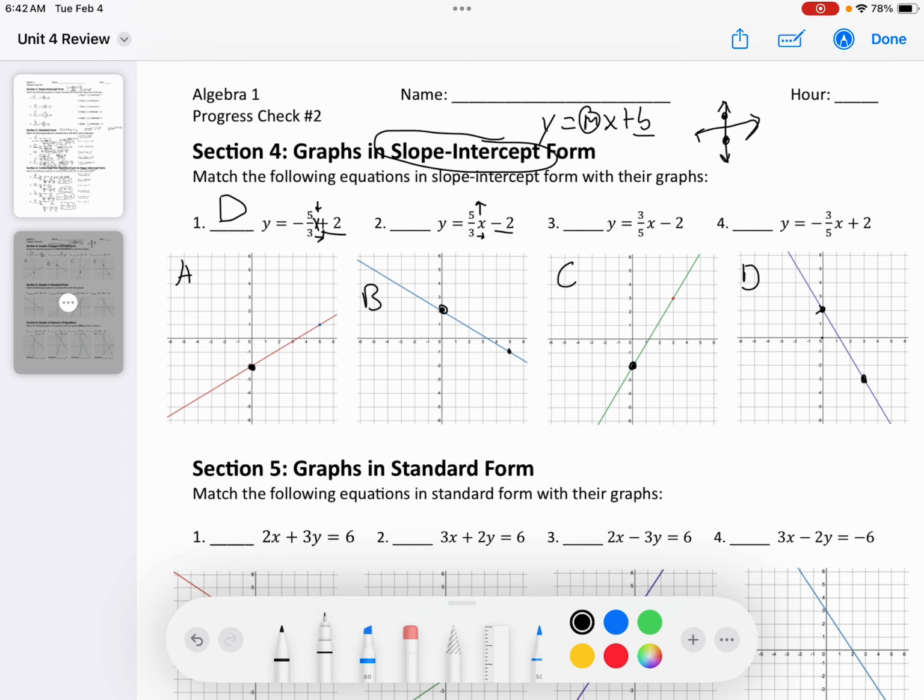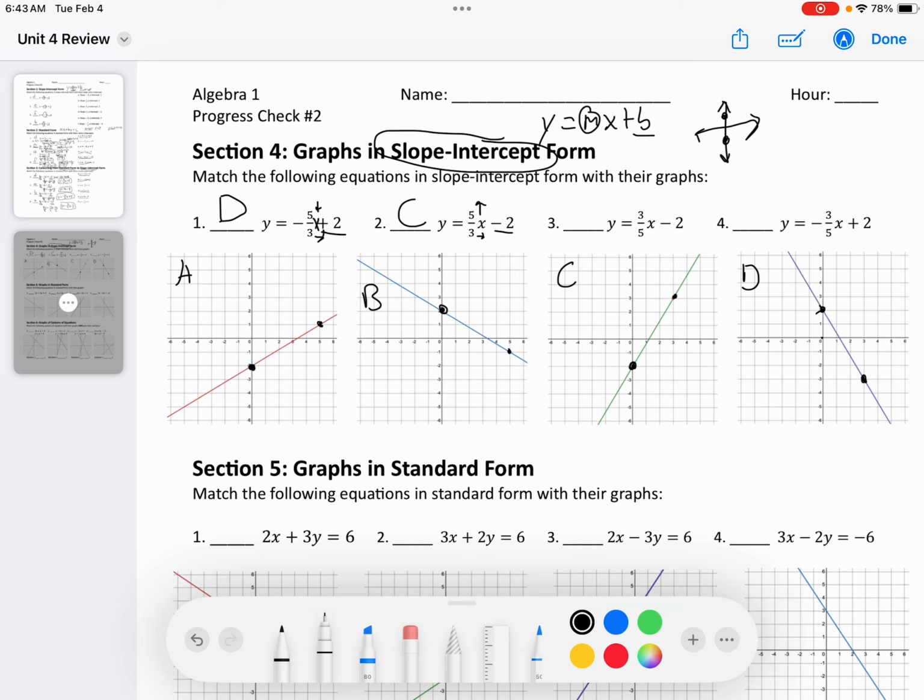So if we look at A, to get to this next point, we are going up 1, 2, 3, and right 1, 2, 3, 4, 5. So that's not what we're expecting. We're expecting to go up 5 and right 3. So let's check C. Looks like here we go up 1, 2, 3, 4, 5, and right 1, 2, 3 to that next point. And so C is the graph that matches with equation 2.